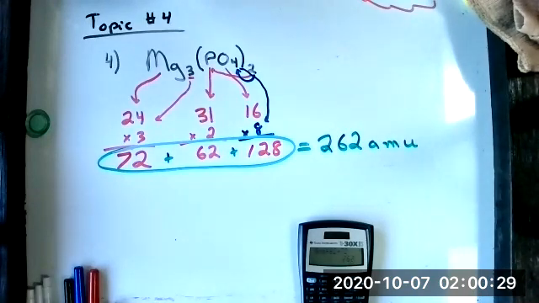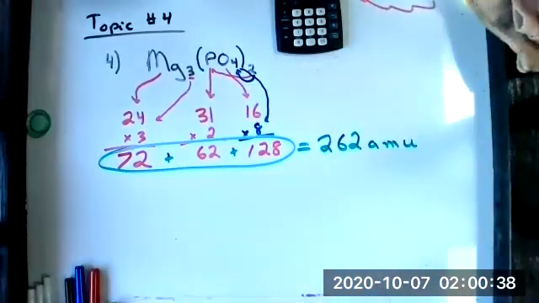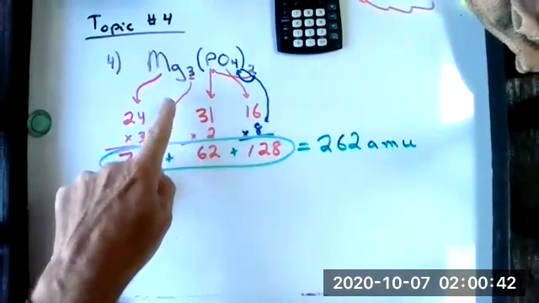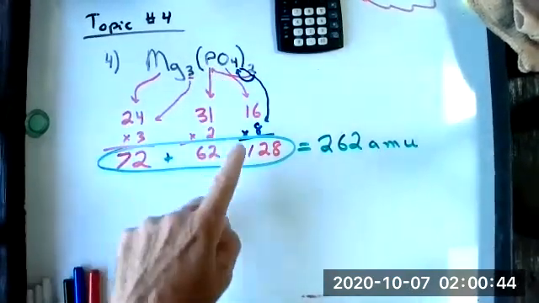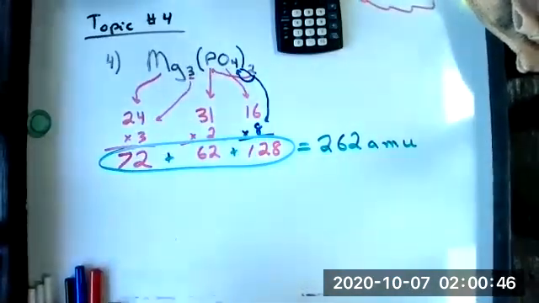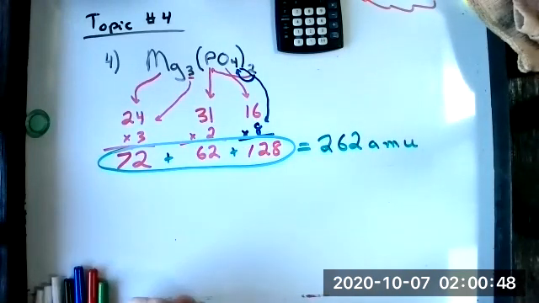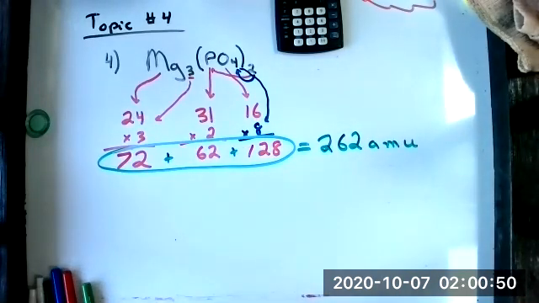Somebody in first period asked me a question like, so how do you really see there's 3 Mgs, there's 2 Ps, and there's 8 Os? Okay, this is what I did. This is what I showed that student. Watch this.